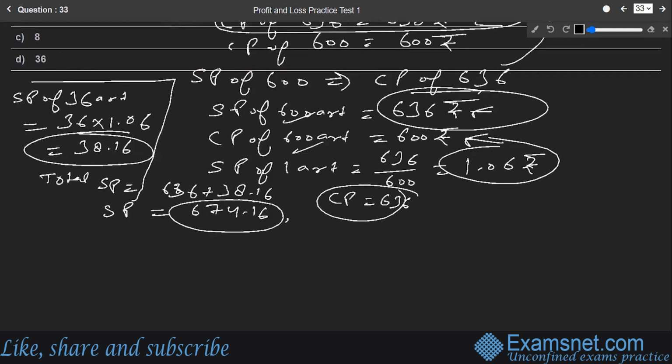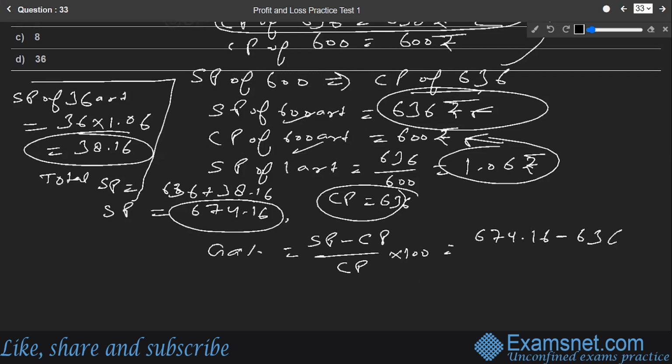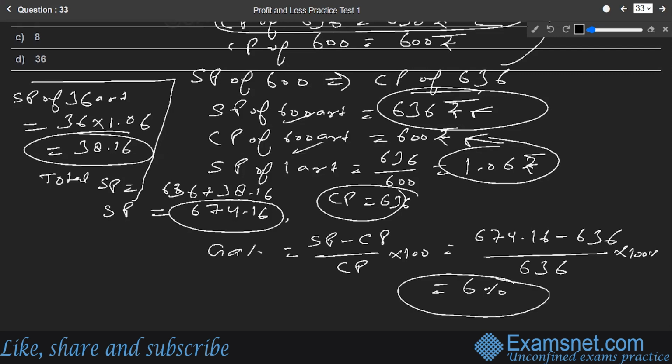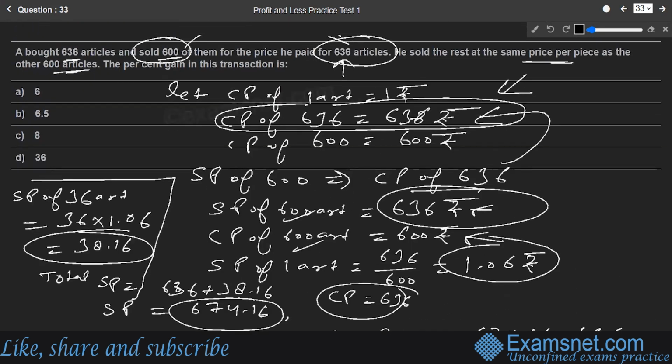So we can use the gain percent formula that we are supposed to find out. What is the gain percent formula? It is nothing but selling price minus cost price divided by cost price into 100. The selling price is 674.16, minus the cost price 636, divided by the cost price, again 636, into 100%. This is what we are supposed to solve. If we solve this further, it ultimately comes out to be 6%. So that is the ultimate profit of the whole deal. The answer is 6%, available in option A.